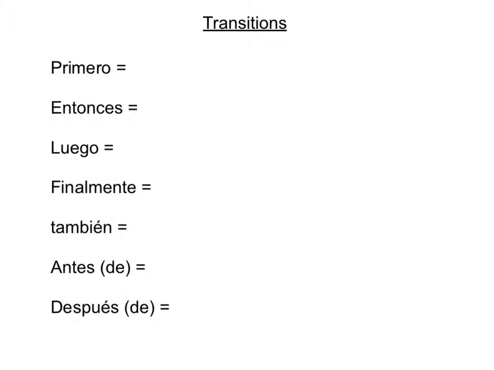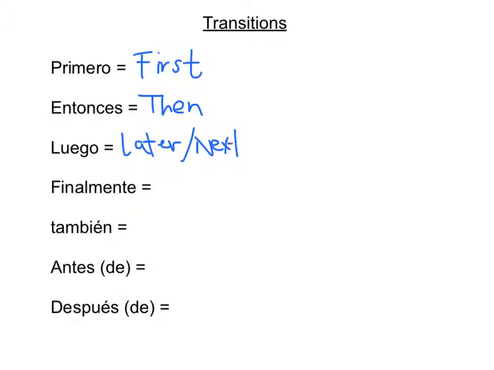Okay, here are some transitions. These are things that are just going to help your writing. We have primero, which is first. Entonces, then. Luego means later, but you would also use this when you're trying to say, like, next I do this, or then I do this. Finalmente, finally.